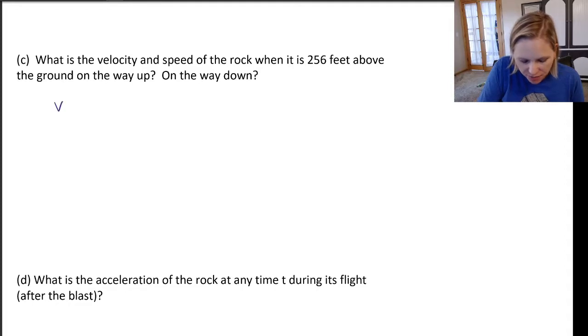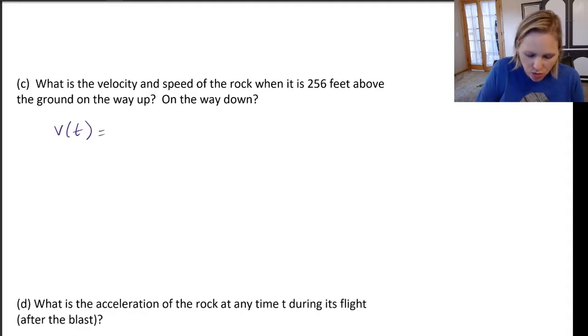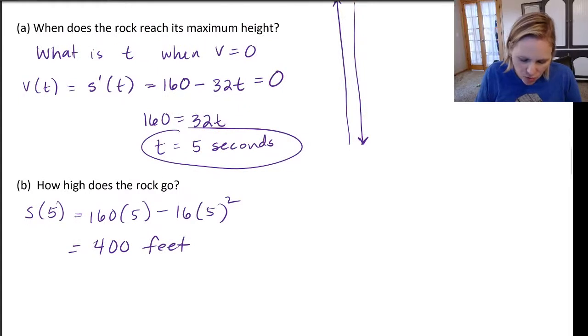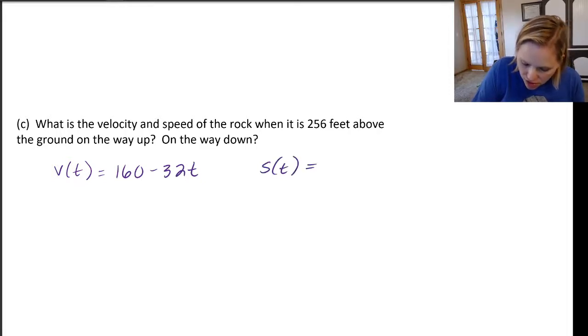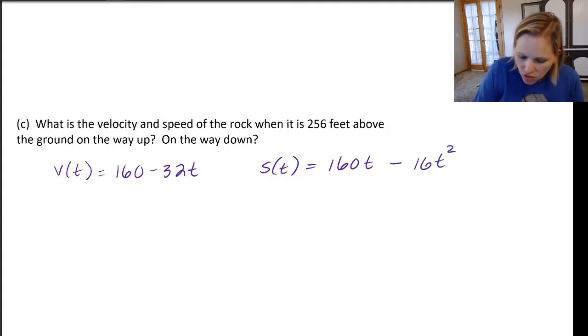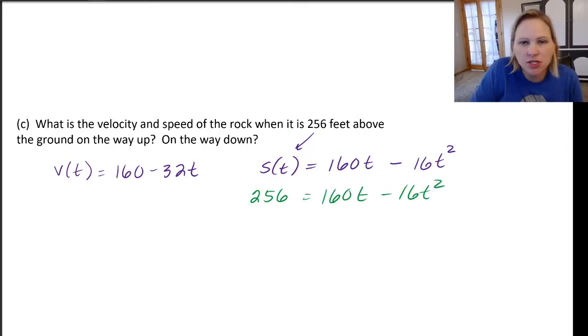Well, velocity, my velocity function was a derivative, and if we look back, it was 160 minus 32t. And my position, notice all of these are in terms of t. So I can't just take this 256 and use it in the velocity function. I have nowhere to put it. But what I can do is figure out what t is when I reach a height of 256. So what I'm going to do to solve this is put 256 right here, and I'm going to solve this function.